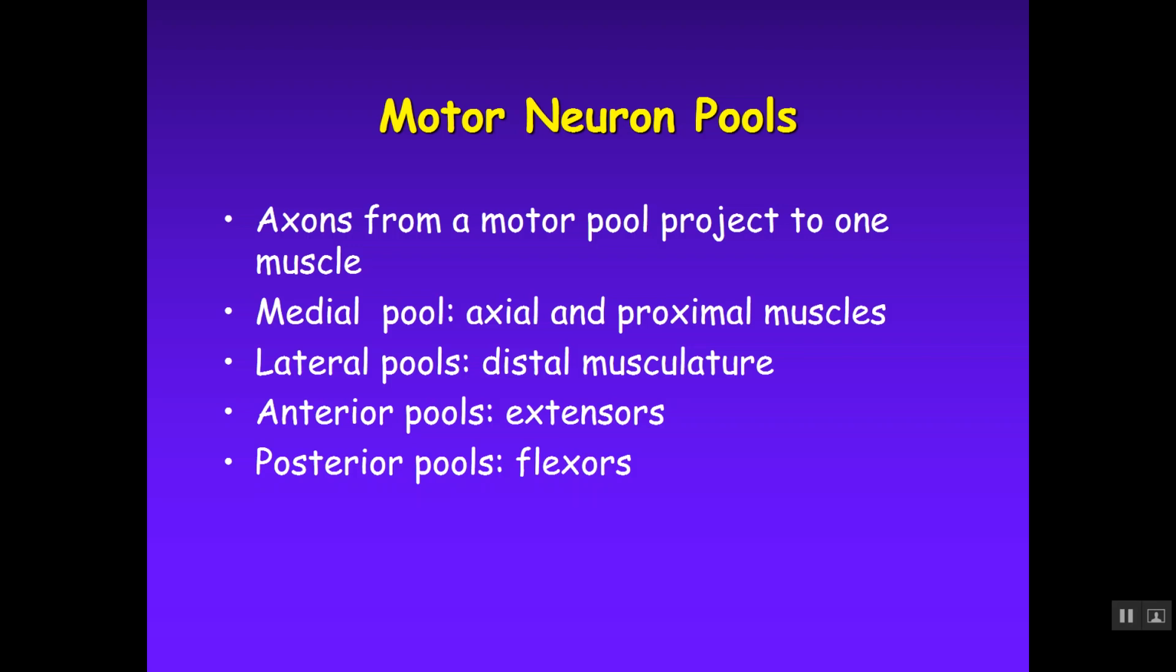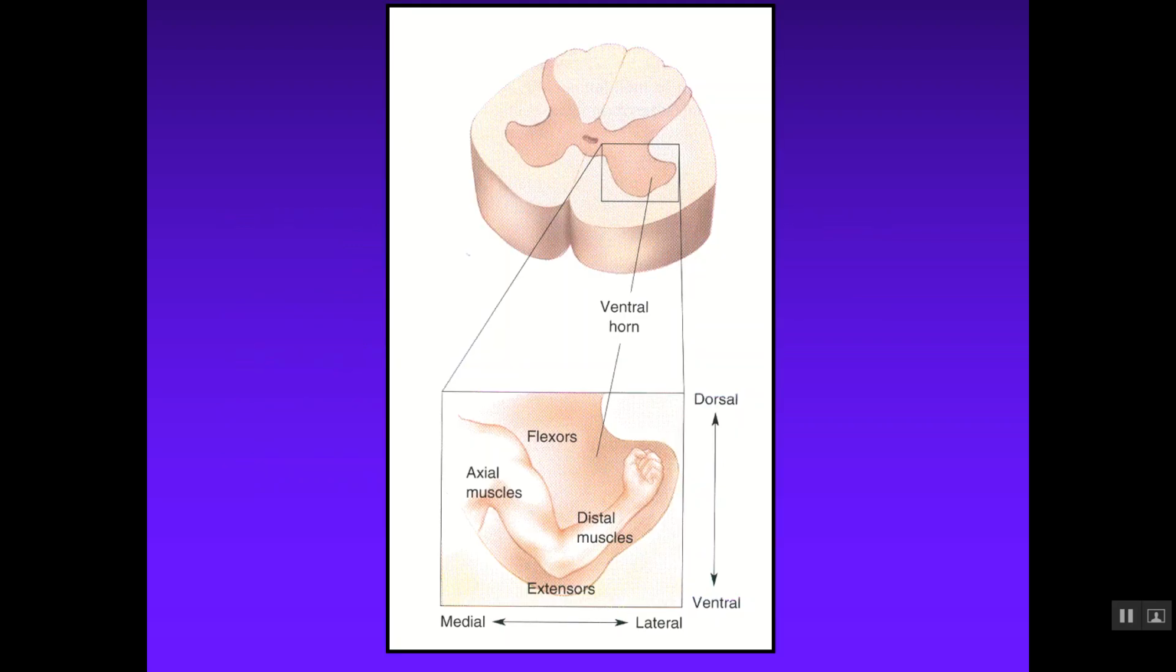Whereas anterior horn cells that tend to sit more lateral in the anterior horn tend to go to more distal muscles. So that makes sense. And then the anterior horn cells, whether they're medial or lateral pool, or whether they go to medial or lateral muscles, the ones that tend to be located more anteriorly in the anterior horn are going to more extensors, and then posteriorly more to flexors. So this is a good picture that shows that arrangement.